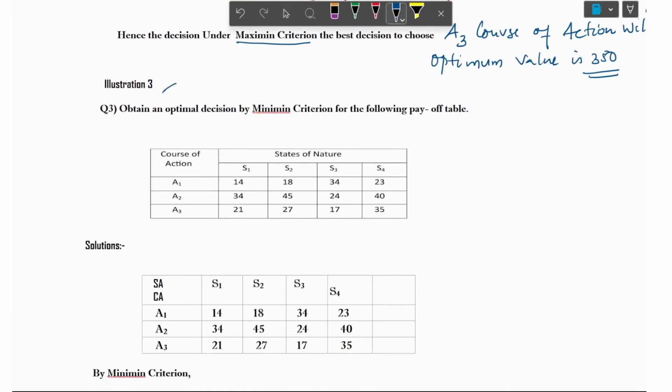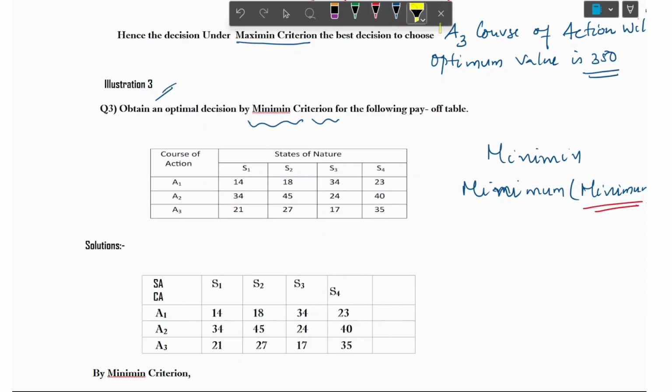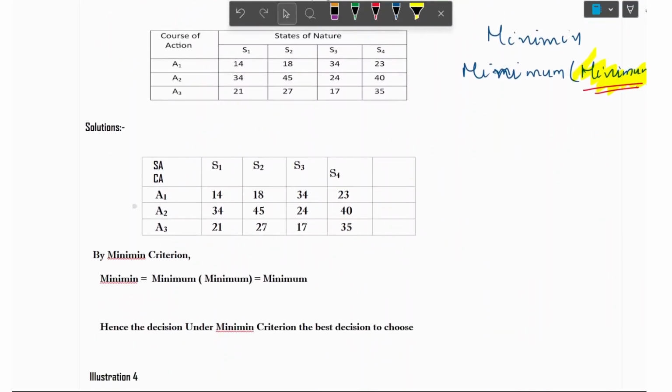Next, the third question, third example. Here you are going to use the Minimin criterion. Which one? Minimin. Minimin means mini-min, the word which denotes minimum of minimum. Therefore, here there are two words, both are minimum. This is the second word. Therefore, we are going to consider the extra column as minimum, right? Here, I have already created the table, that is A1, A2, A3, S1, S2, S3, S4. There are 4 states of nature. And the last column, minimum.